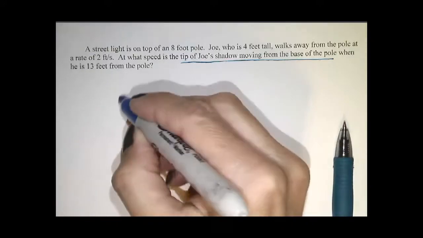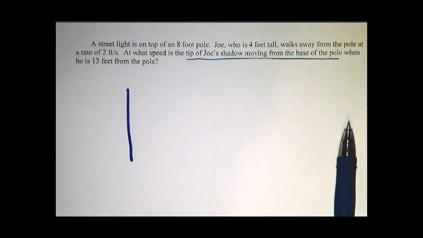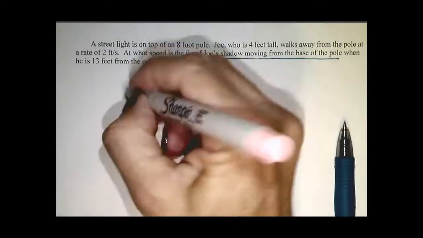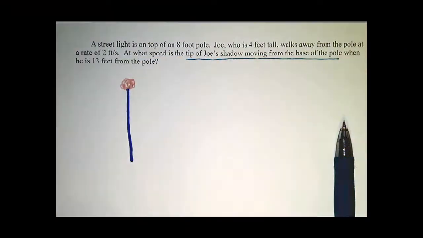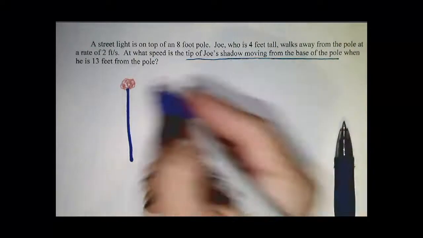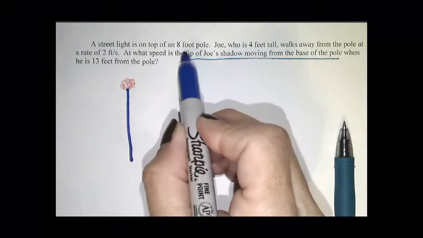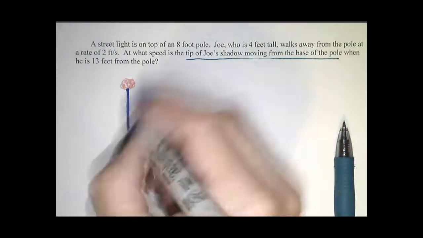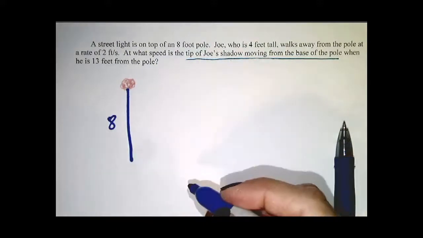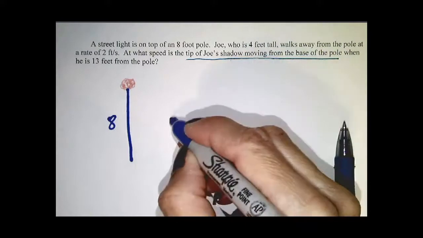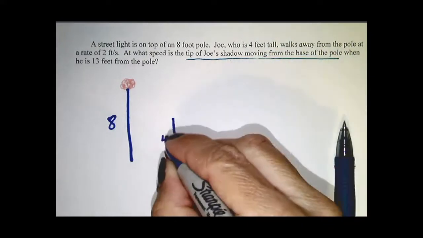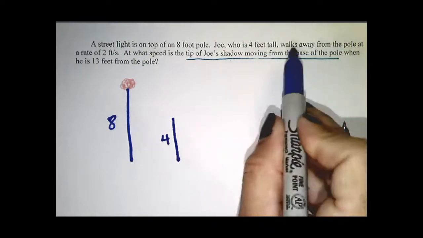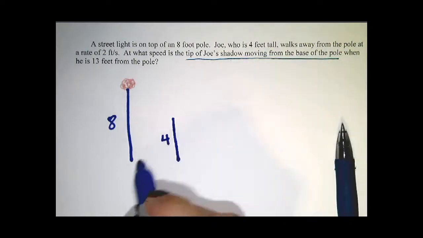So we have a street light sitting up here. We'll even give it some color. My street light's going to be pink. And let's remember to label things that do not change and that are fixed. So this pole, which is 8 feet tall, will never be anything other than that. Joe, who is 4 feet tall, so he's half as tall as the pole, I'm going to label that as 4. He walks away from the pole at a rate of 2 feet per second.